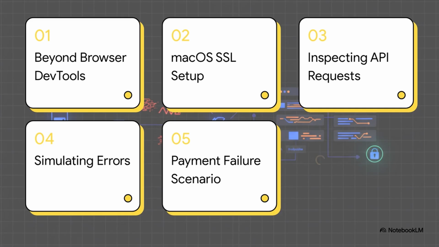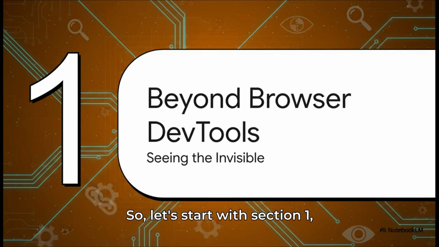Here is our roadmap. First up, we'll look at why we're moving beyond standard browser dev tools. Then, we'll tackle the macOS SSL proxying setup, because that is honestly where most people get stuck. Third, we'll actively inspect some real API requests. Fourth, we'll simulate errors on the fly. And finally, we'll walk through a real-world scenario, debugging a completely mysterious payment failure. So, let's start with Section 1, Beyond Browser Dev Tools, Seeing the Invisible.